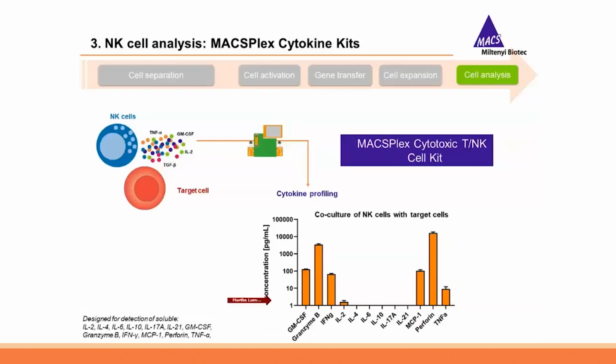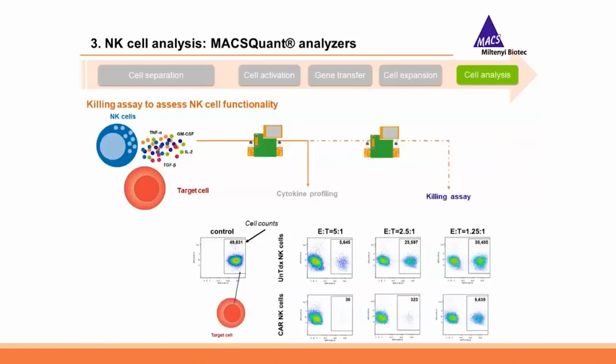Now for the killing assay, you can also use our MACSQuant. Typically you can label your target cells with a dye and then you culture them with the NK cells. In this case, we have an example here of non-transduced NK cells and our CAR NK cells. And you see that as you increase the effector to target cell ratio, you eliminate more of these target cells. Up to 5,000 counts are left here with untransduced, but with CAR NK cells, we're able to almost eliminate all the target cells. So this is an assay that has been done previously in many other publications using different dyes, and you can also do this using our reagents.